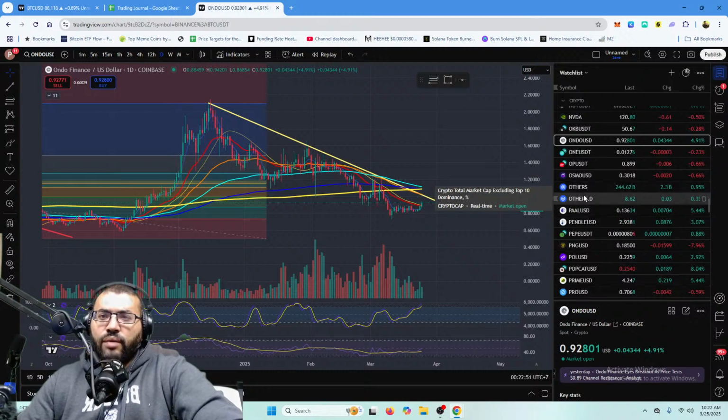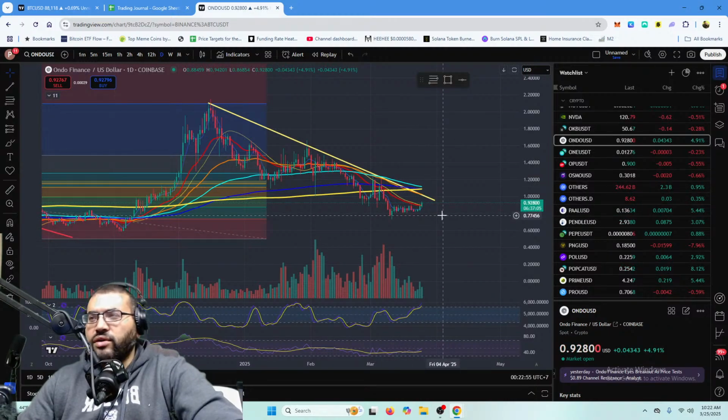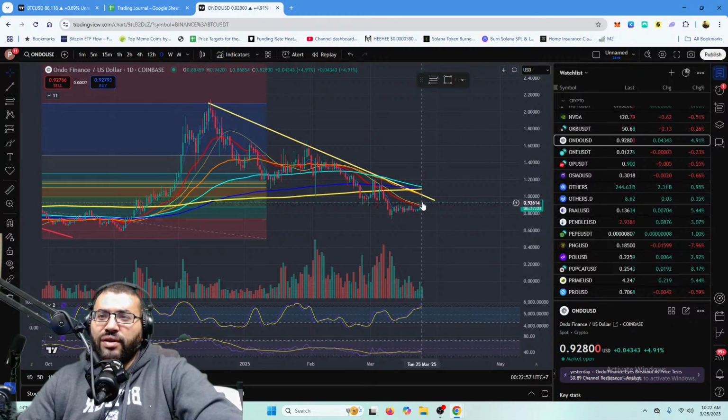How do you know when to sell? You got to plan ahead. So like Ando, if I were to enter a long right now, just a scalp, maybe what I would consider is closing that scalp at this trend line here. Entering at 92 cents, and we're talking about a quick scalp, exiting around $1 or something like that.